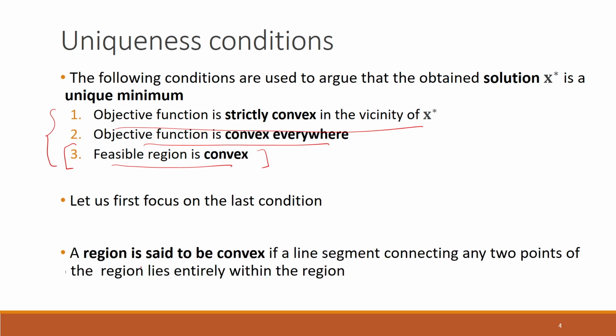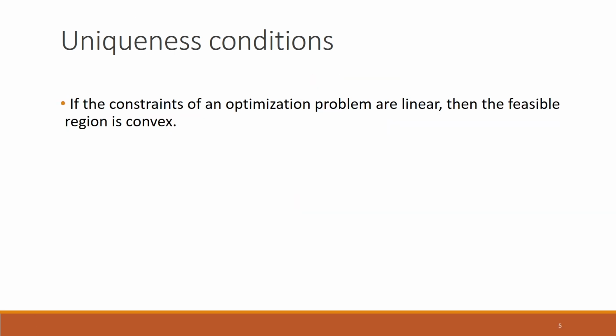Okay. So, a region is said to be convex if a line segment connecting any two points of the region lies entirely within the region. Okay. So, we have seen this definition of convex region before also. Now, for the optimization formulation of user equilibrium, that is Beckmann's transformation, the constraints are linear, if you recall, and therefore, the feasible region is convex.